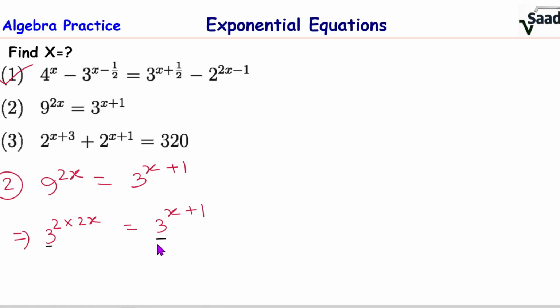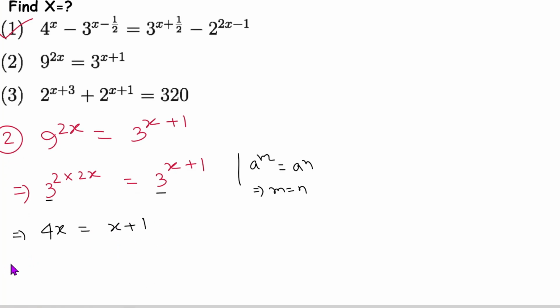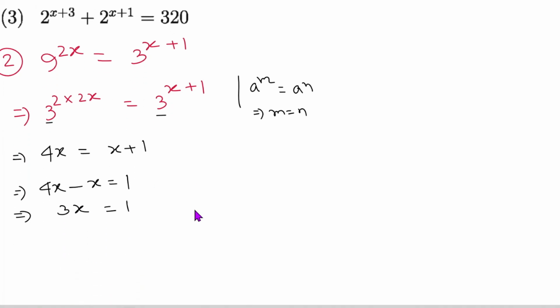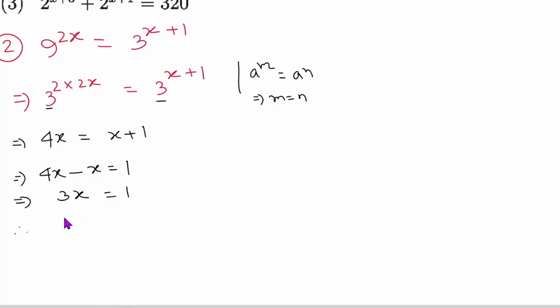Here bases are the same, so powers will be equal, because we know a to the power m equals a to the power n means m equals n. So powers will be equal. So here is 2 times 2x equals 4x, and here is x plus 1. So 4x, this x will become minus x equals 1. So 4x minus x is 3x equals 1. And finally we can divide both sides by 3. So x equals 1 by 3. This is our answer. Very simple.